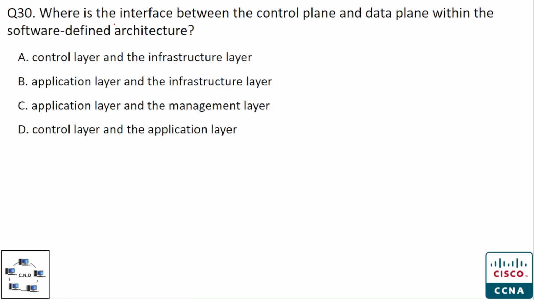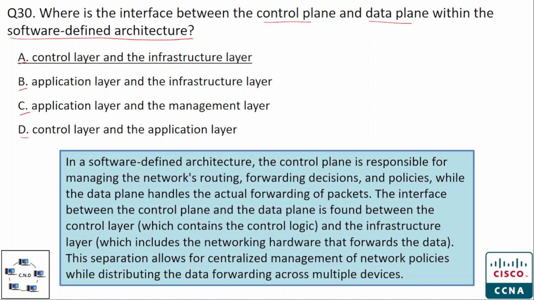Question number 30. Where is the interface between the control plane and the data plane within the software-defined architecture? And the options are option A, control layer and the infrastructure layer. Option B, application layer and the infrastructure layer. Option C, application layer and the management layer. And option D, control layer and the application layer. So the interface between control and data plane is at the control layer and the infrastructure layer.